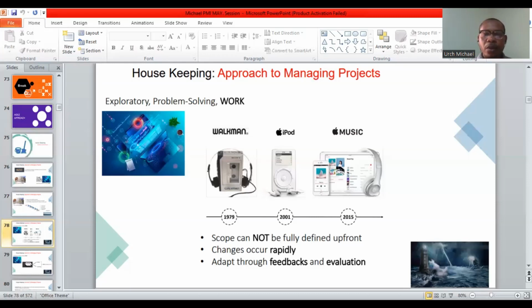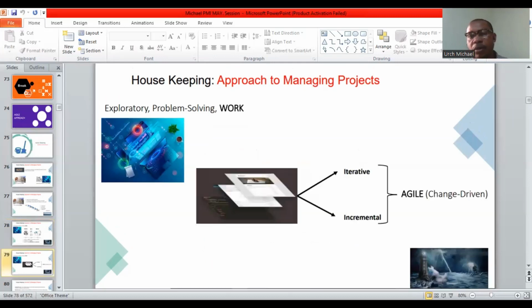So you also discover that changes occur rapidly. Over time, you can see that the Apple industry has been able to effect a lot of change in products. They also adapt through feedback and evaluation. So if there's any new product rollout, you discover that it's an outcome of feedback gotten from customers, evaluated, and then we have a new product being rolled out into the market.